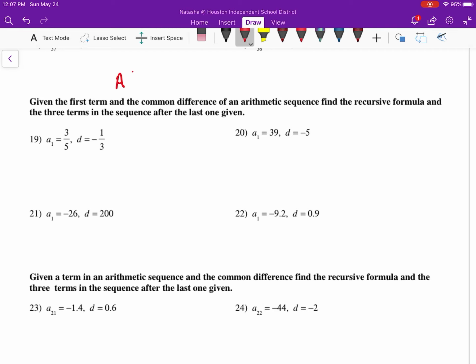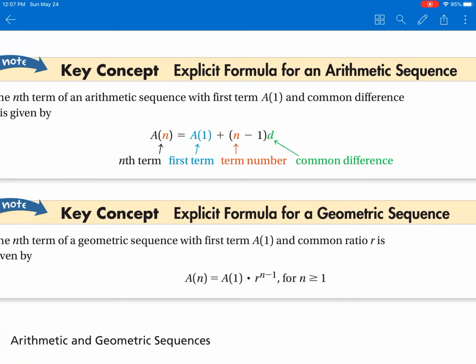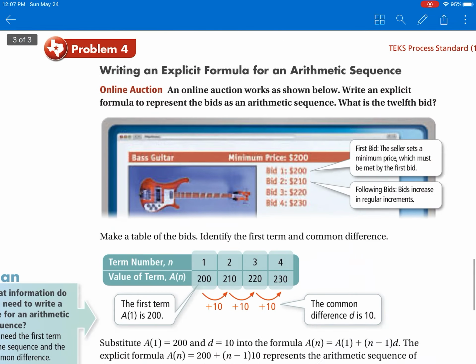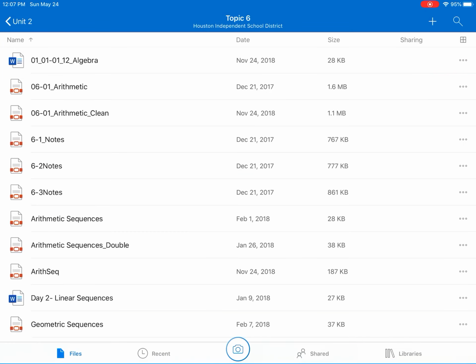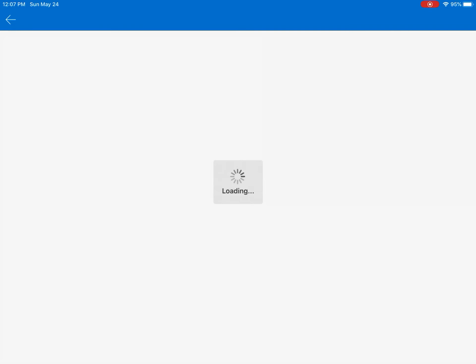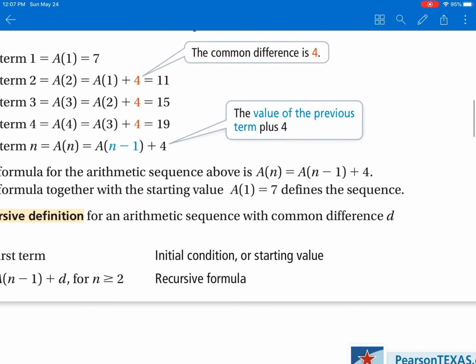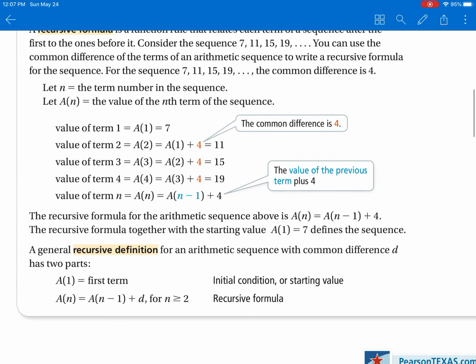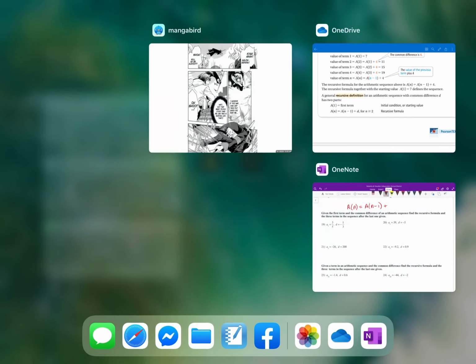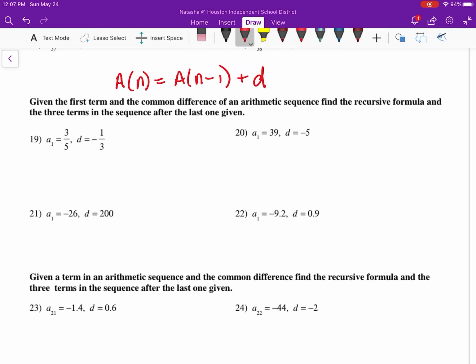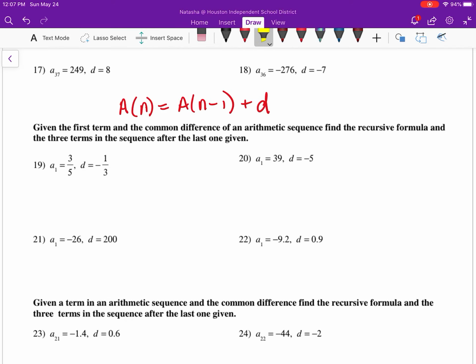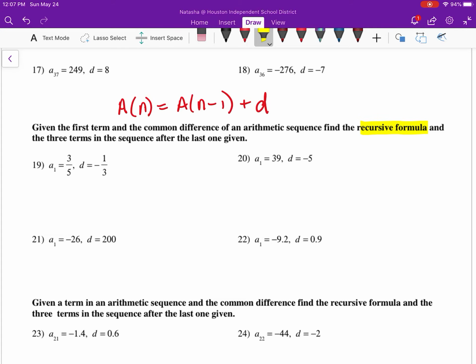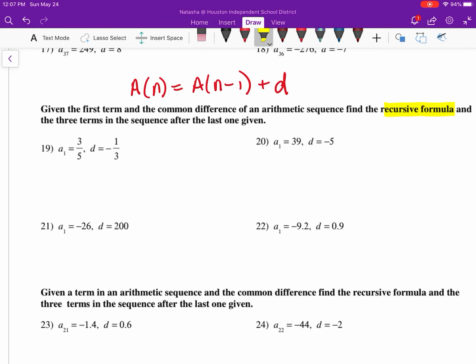So remember, recursive formula, we don't have the common difference. The recursive formula, our a_n is just going to be a_(n-1) plus, let me go back to my formula. Go to section 2. That is under chapter 2 notes. It's going to be plus our difference. As a reminder, in the recursive formula, your d is being added to the prior term. That's all we're doing. Okay?